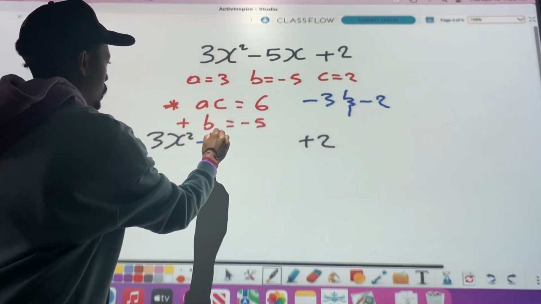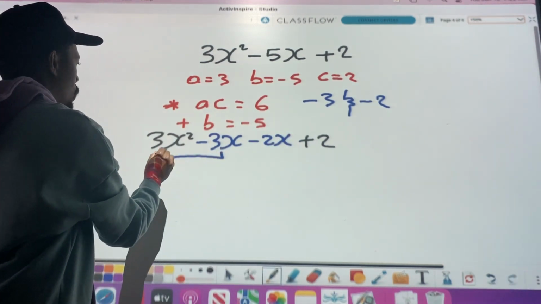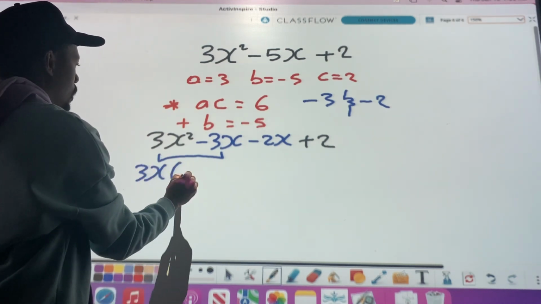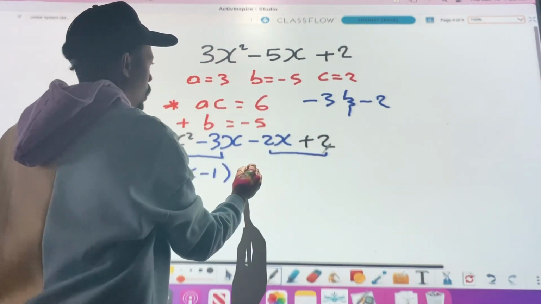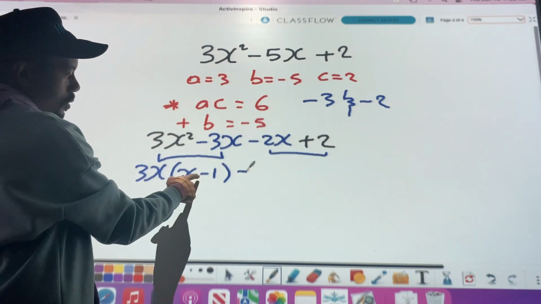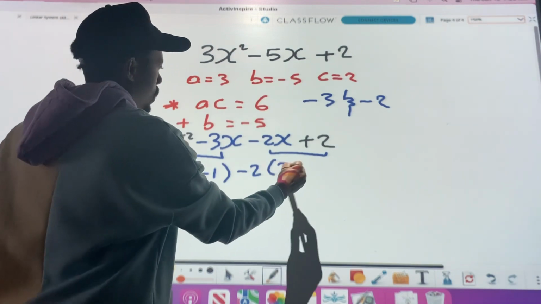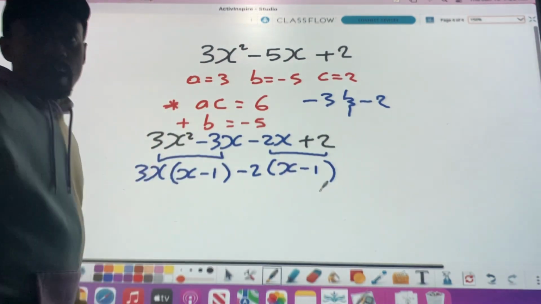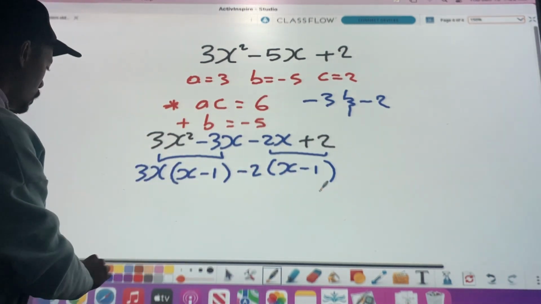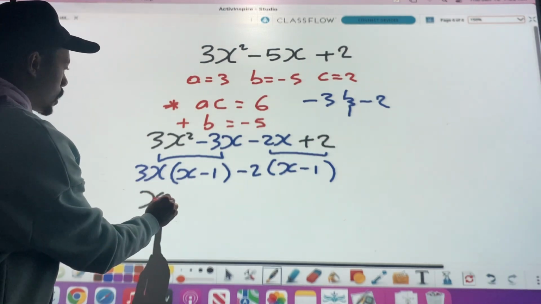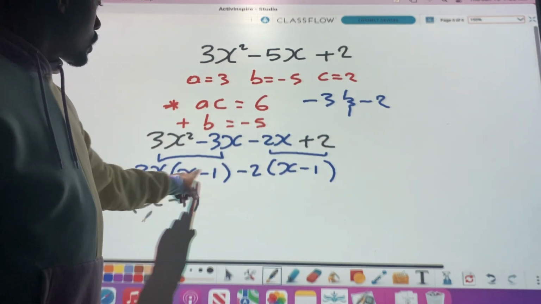So 3x squared minus 3x minus 2x plus 2. These two have 3x in common, so I can factor that out. So I'm left with x minus 1. These two have 2 in common, but I want x minus 1 in the bracket. So if I factor out minus 2, I'm left with x minus 1. And at this stage, I know I'm on the right track because I got both brackets to be the same. Now that both brackets are the same, I can factor that out because that's common. And the remainder is what's on the outside, 3x minus 2.